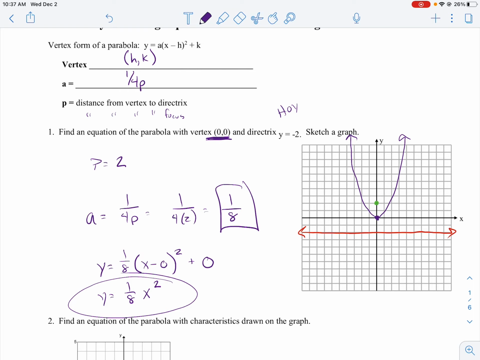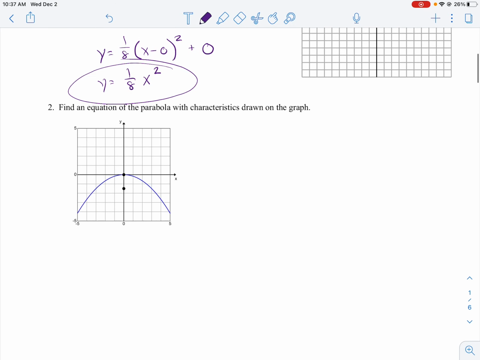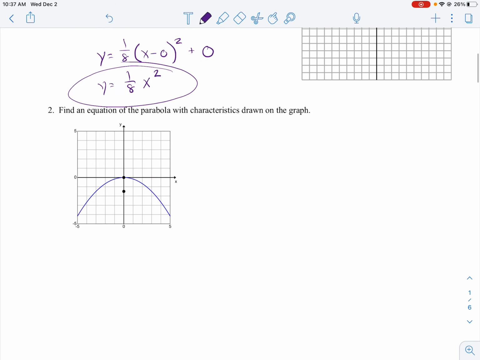Now again, we're just sketching it, so it doesn't have to be perfect, but it definitely needs to be facing in the right direction. Okay, so that's number 1. Take a look at number 2. They give us the picture, and it's going to be up to us to find what our equation is.